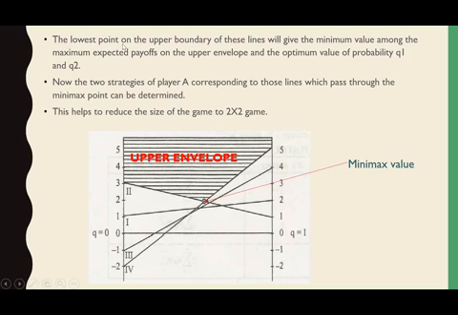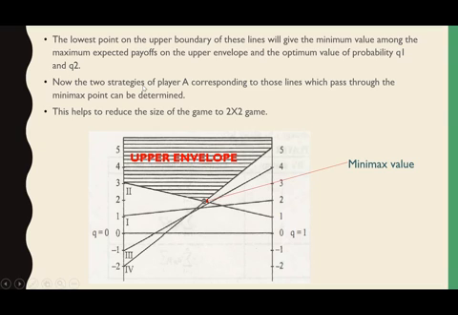The lowest point on the upper boundary of these lines will give the minimum value among the maximum expected payoffs. That means we are supposed to consider the upper envelope. In the upper envelope, the lowest point has to be taken, and the optimum values of the probabilities Q1 and Q2.